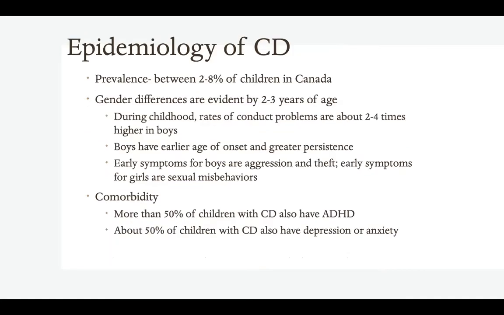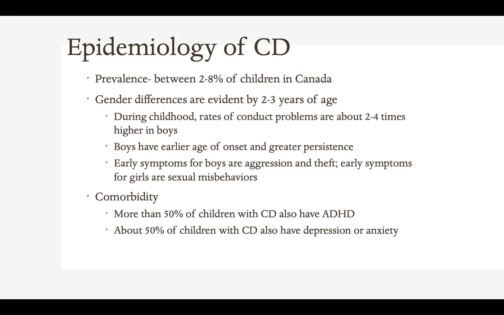In terms of epidemiology, the prevalence is about 2 to 8% of children in Canada who suffer from conduct disorder problems. Now, I did mention that there are 2 different types of disruptive impulse control behaviors. So ODD is actually more prevalent than conduct disorder during childhood. However, by adolescence, the prevalence is equal.